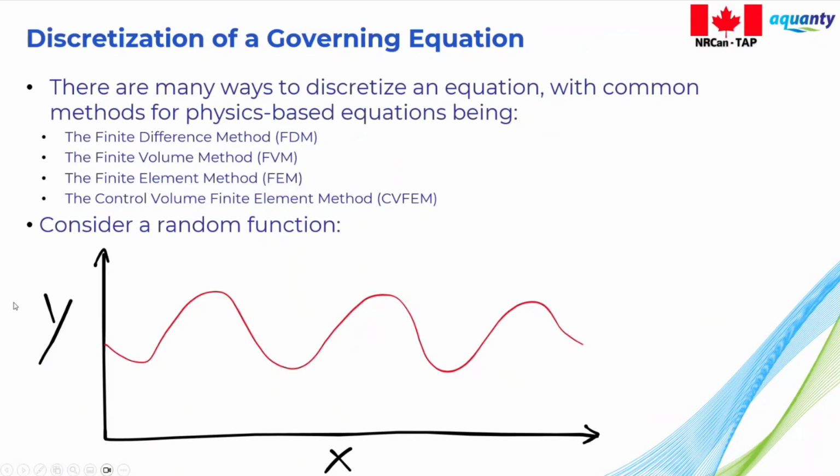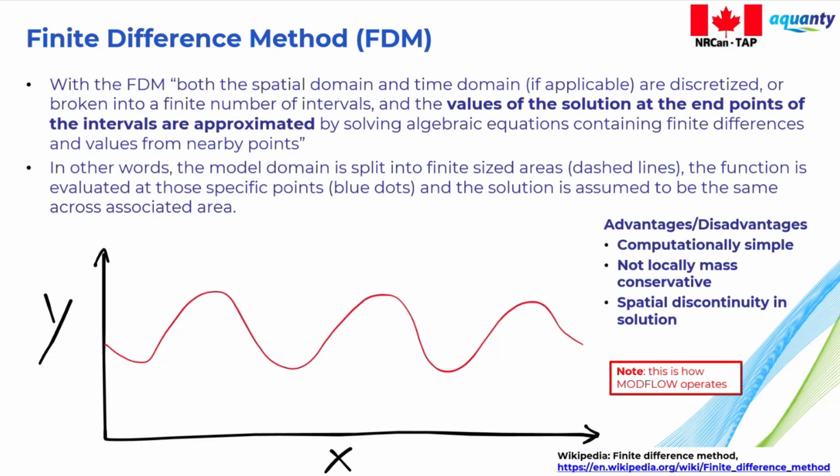What is a control volume finite element simulator? What is the discretization approach that HydroGeoSphere uses? Well, if we consider a random function, i.e. the red line that you see on the page here, there are a lot of different ways that we can represent this analytical function and discretize it spatially. The simplest approach to discretizing these types of equations, in the world of groundwater modeling, Darcy's equation or Richards' equation, is called the finite difference method.